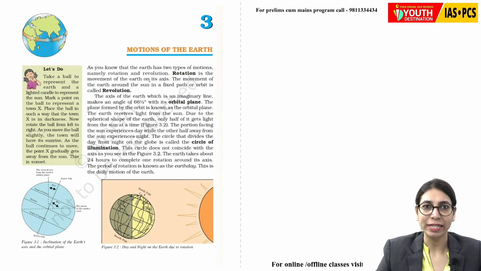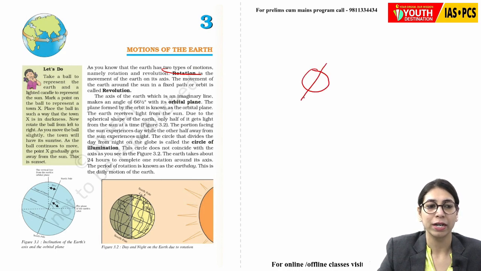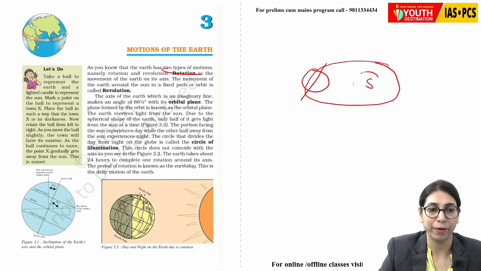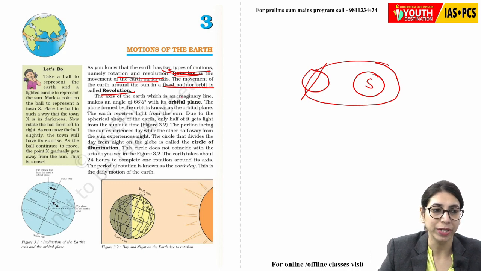The earth has two types of motion: one is rotation and the other is revolution. Rotation is the earth rotating on its own axis, while revolution is the earth moving around the sun in an elliptical orbit. So the two types of motions are rotation and revolution. Rotation is on its own axis and revolution is on a fixed path or orbit, which is elliptical.